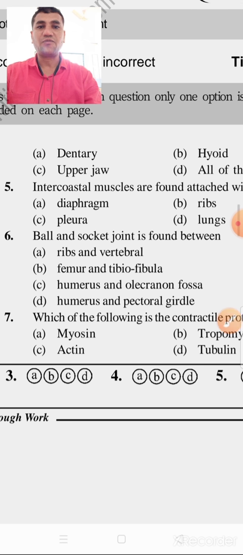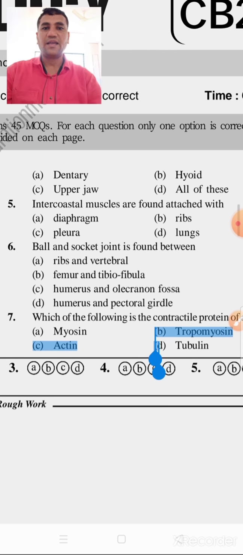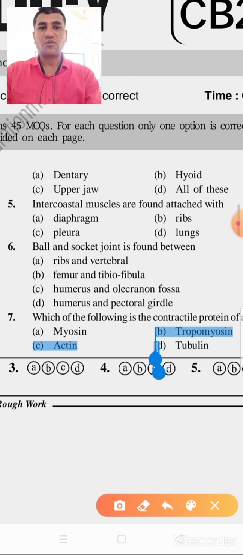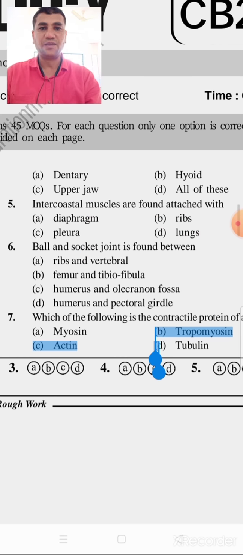Intercostal muscles are found attached with the diaphragm, ribs, pleura and lungs. So intercostal muscles are present inside of the ribs, which are near to the lungs. So we know that the answer for this is ribs consist of intercostal muscles. Answer is B.